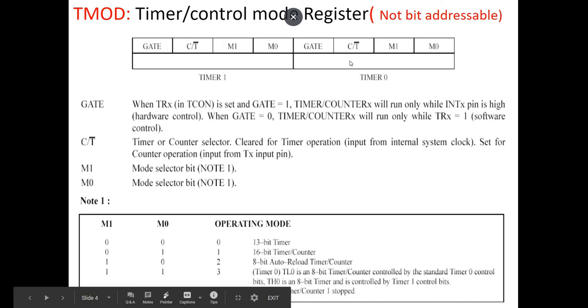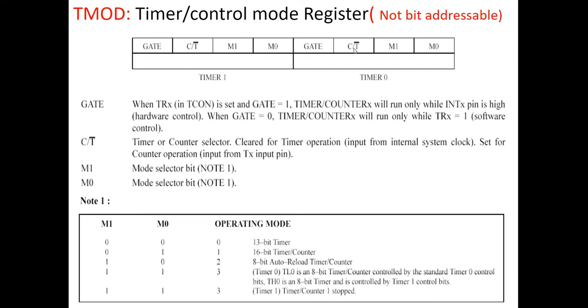The next bit we have is C bar T. This bit tells whether we are using this as a timer or a counter. If we are using it as a timer, this bit should be 0. If we are using it as a counter, then this should be 1.